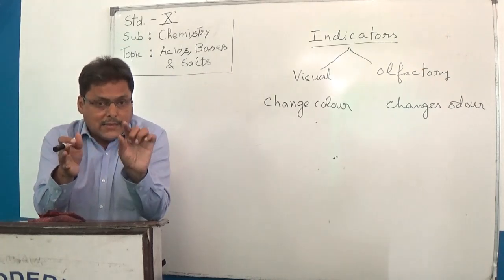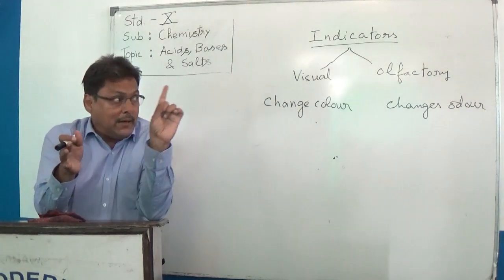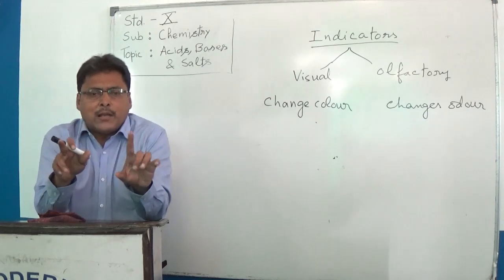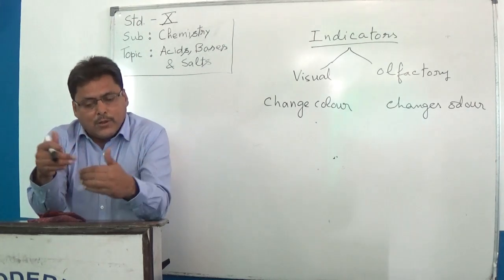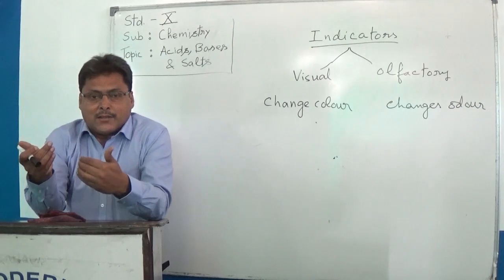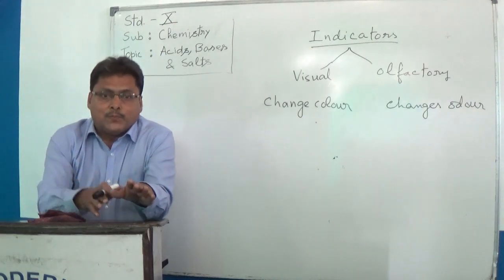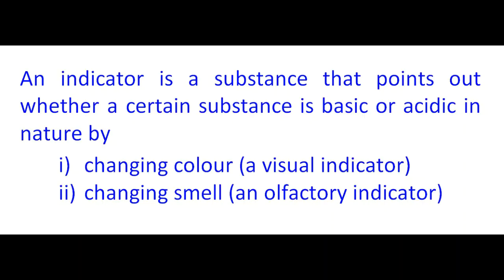But first, let us give you a slide about these indicators, the definition. Please learn all these definitions; I am giving you 2 slides because they will be part of your question answers in the CBSE exams. An indicator is a substance that points out whether a certain substance is basic or acidic in nature by either changing color, that will be a visual indicator, or by changing its own smell, which will be an olfactory indicator.